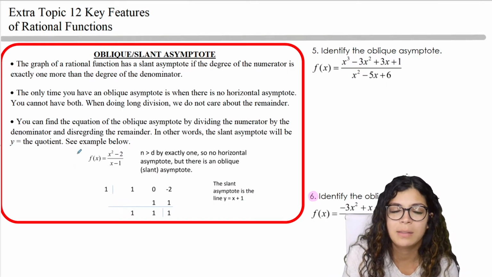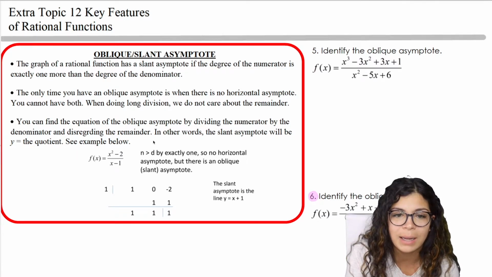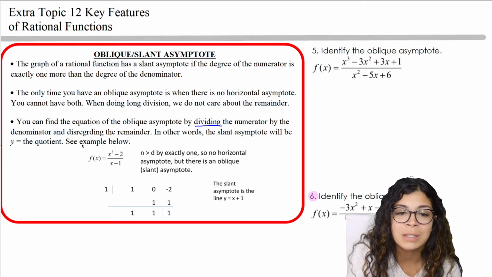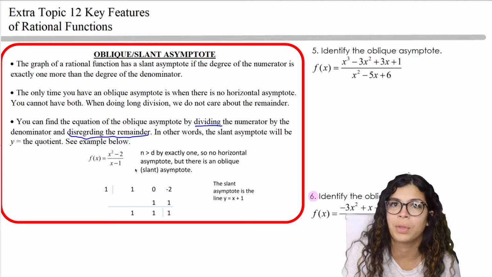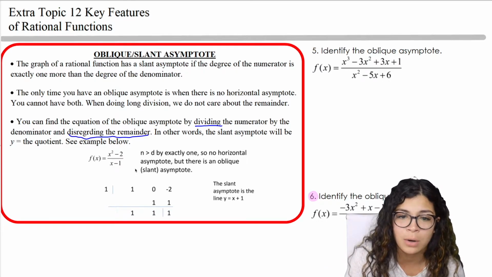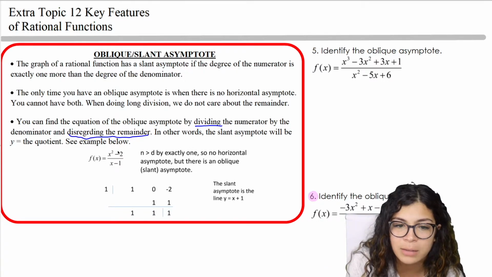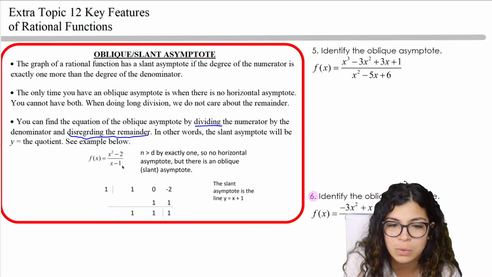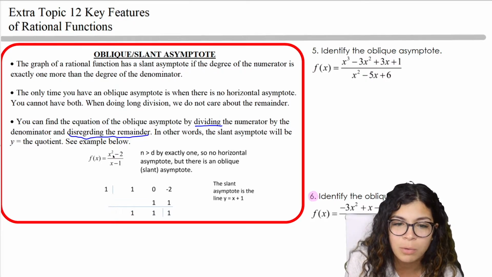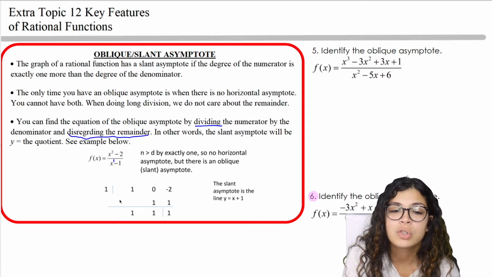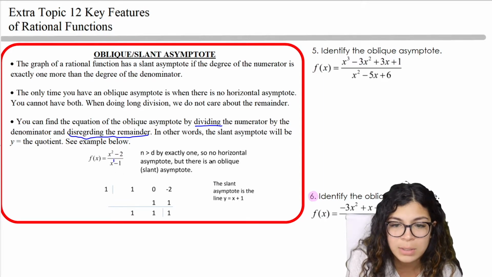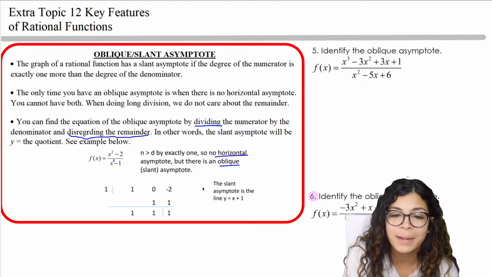Now, how do we find that oblique? How do we find the line for that slant asymptote? Well, all you're going to do is you're going to divide the numerator and the denominator, and then disregard the remainder. Okay. So it'll just be y equals whatever the quotient is and disregarding the remainder. So for example, we have here x squared minus 2 divided by x minus 1. So you could see that the numerator is bigger than the denominator by exactly 1, the degree. So there is an oblique here. There's no horizontal asymptote. There's an oblique, and we find it by dividing.